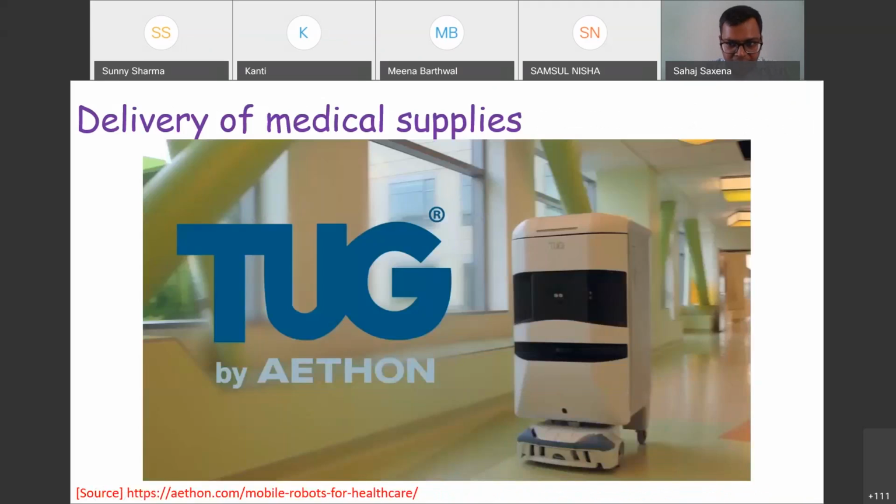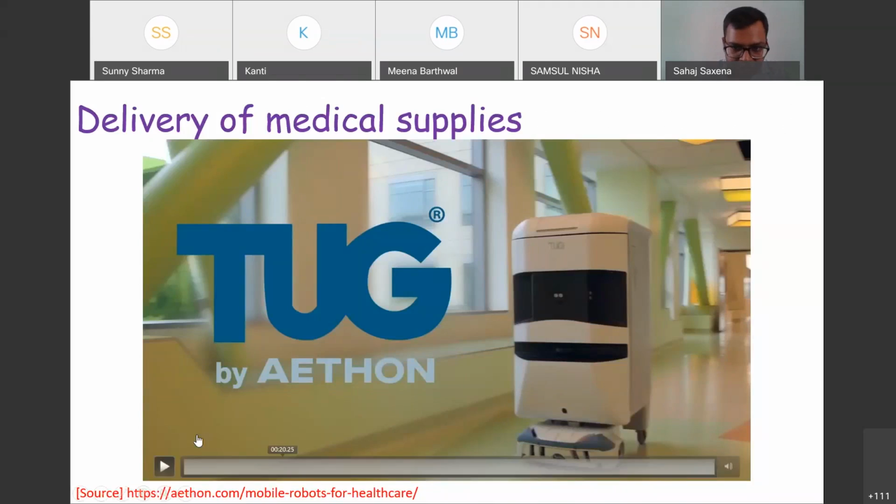The third is to transfer medicine from one ward to another, one room to another, because hospital authorities are sometimes frightened to enter the rooms of infectious people. So for this, robots play an important role, and of course they are serving as a boon for us. Let us see how they are delivering the.